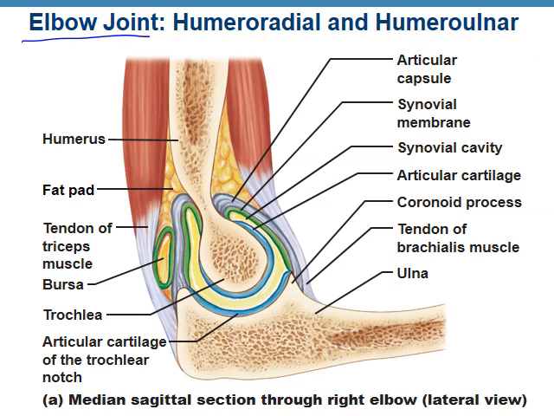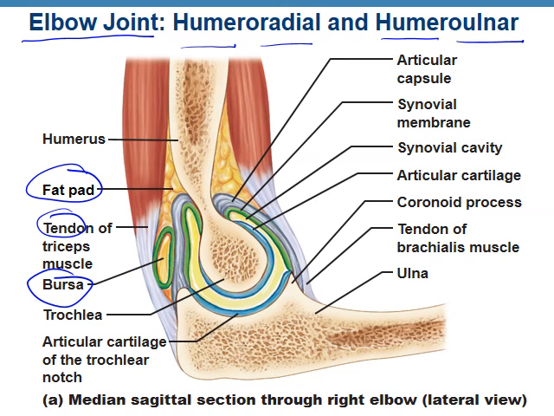Another complicated joint, the elbow joint. This is the humeroradial and humeroulnar. You can see the bursa, you can see the tendons, you can see the fat pad. So another complex joint.